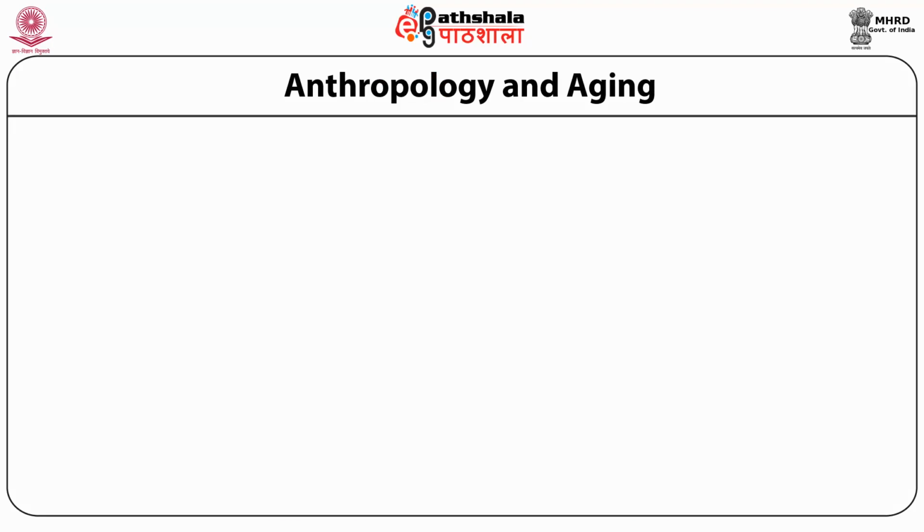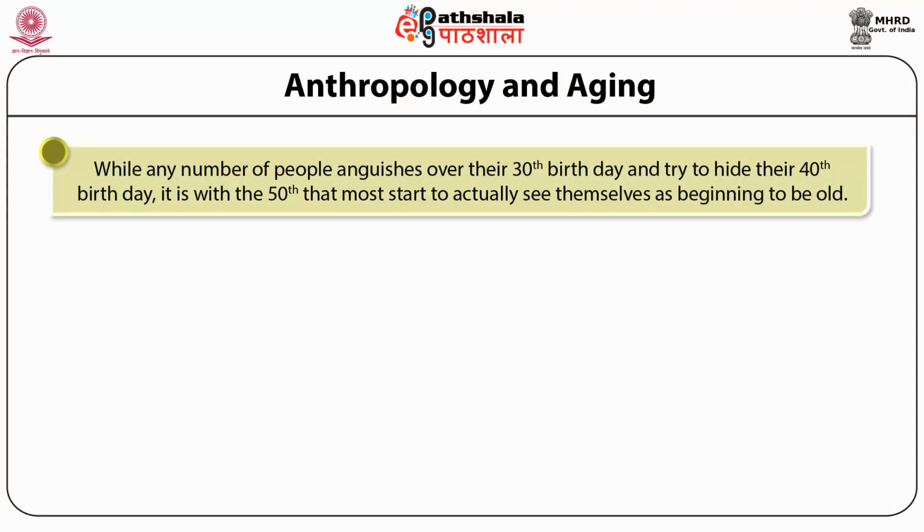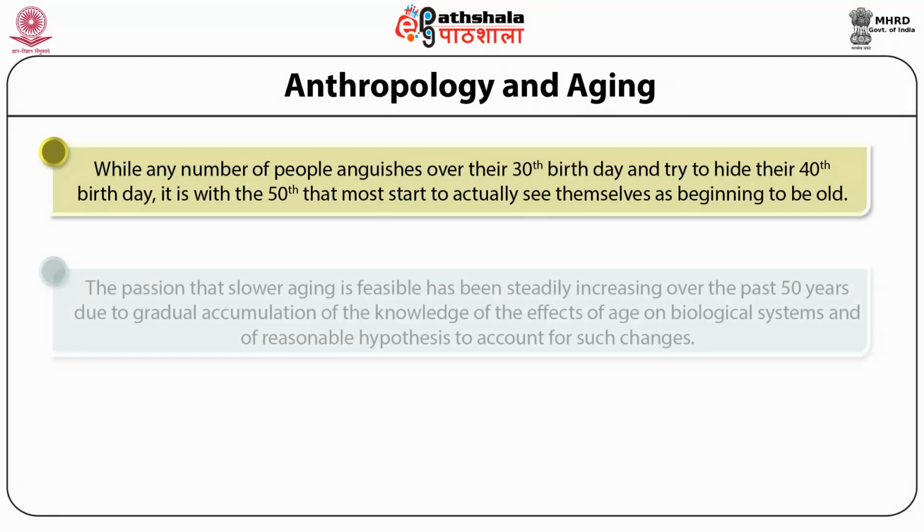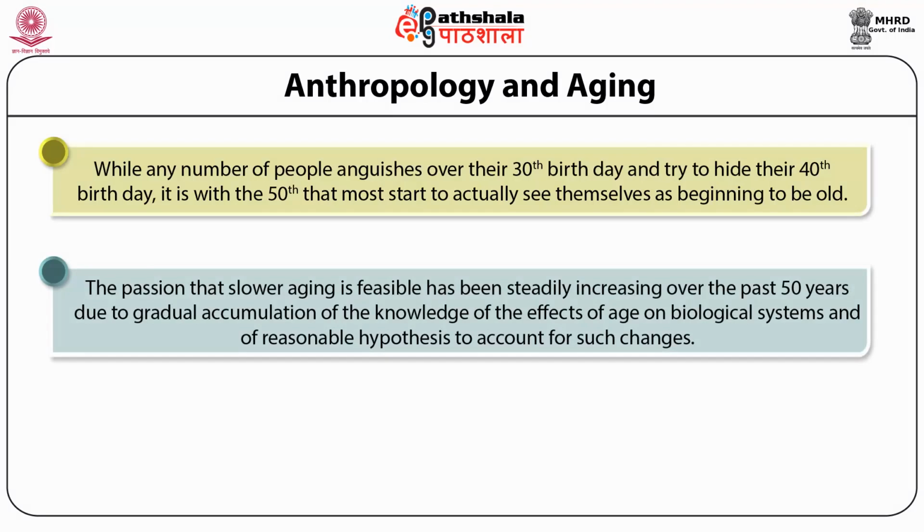Anthropology and aging. While any number of people agonized over their 30th birthday and tried to hide their 40th birthday, it is with the 50th that most start to actually see themselves as beginning to be old. Every man desired to live long, but no man desired to be old. The belief that slower aging is feasible has been steadily increasing over the past 50 years due to gradual accumulation of knowledge of the effect of age on biological systems and of reasonable hypotheses to account for such changes.